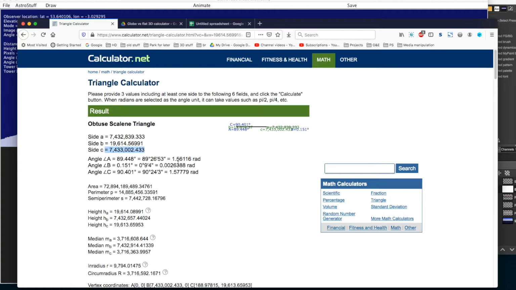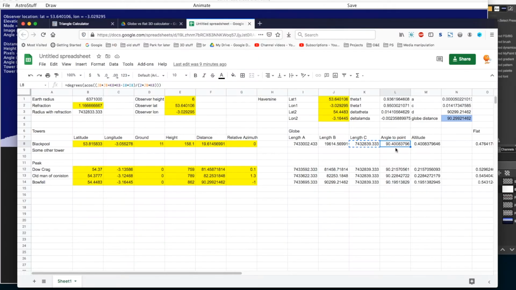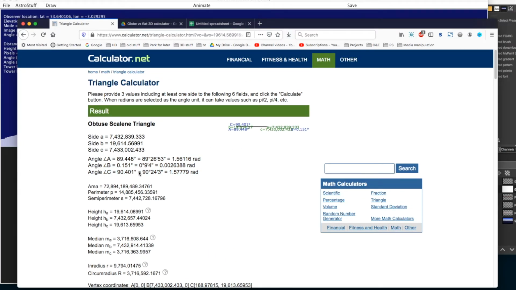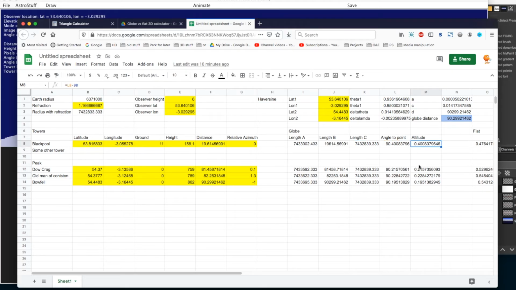Calculator.net also steps you through how this was calculated. In fact, that's where I got my calculations from. But given the three sides, it calculates the three angles. In this case, I'm interested in the angle from my location to the observation, which would be the angle to C, 90.401 degrees. My altitude is that minus 90, which gives me an altitude of 0.400837 degrees.